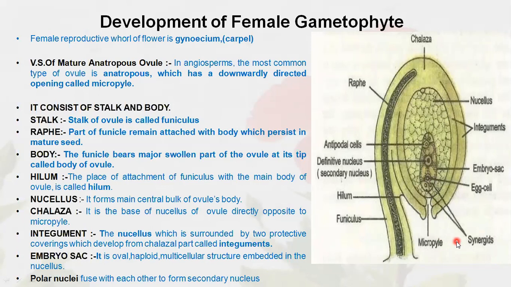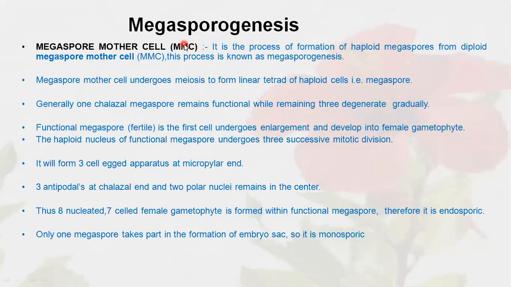Now, we will see the megasporogenesis process, like the microsporogenesis process in the male gametophyte for the formation of male gametes. So here we will discuss the megasporogenesis process from the megaspore mother cell. Megasporogenesis is the process of formation of haploid megaspores from the diploid megaspore mother cell. This means the megaspore mother cell undergoes meiosis to form a linear tetrad of haploid cells.